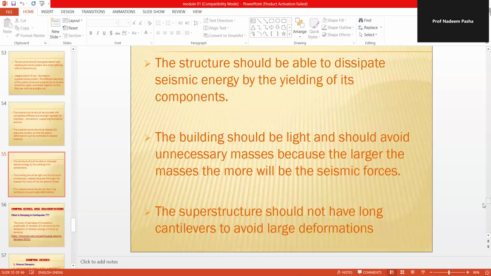See, the span of the cantilever is also very much important. If it is a very large span, then there is a chance of large deformation. So all these points are important requirements of an efficient earthquake resisting system. In the next class, we will discuss damping devices.